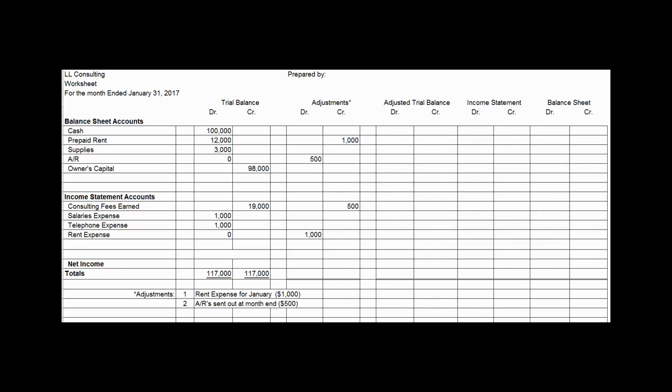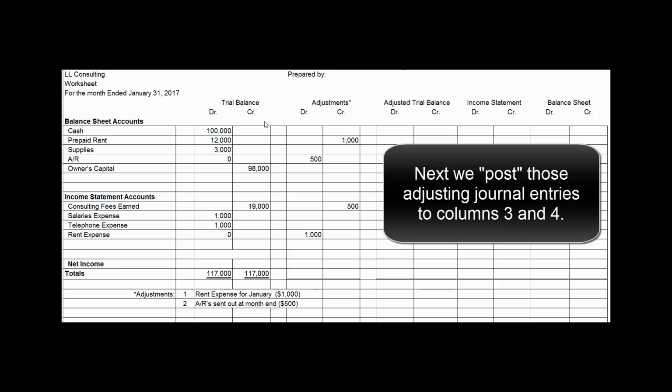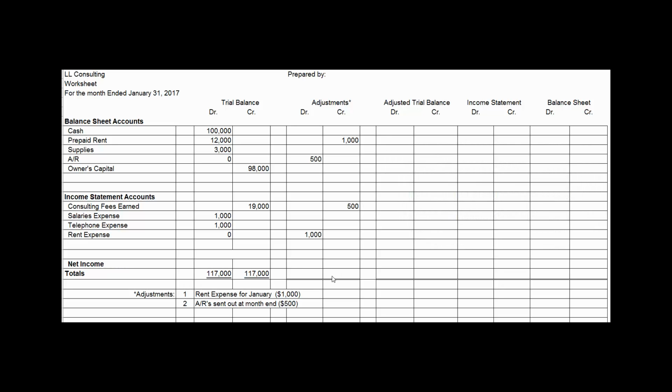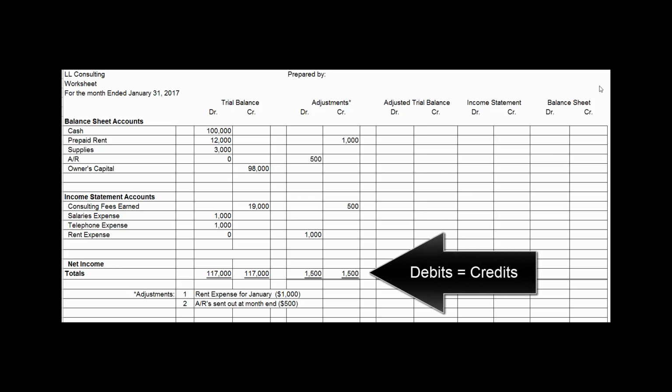So then let's post those into the adjustments column. Debit rent expense for $1,000, credit prepaid rent for $1,000. Debit accounts receivable for $500, credit consulting fees earned for $500. And then we'll strike a total down here at the bottom of columns 3 and 4. And sure enough, in this simple example, we have $1,500 worth of debits and $1,500 worth of credits.